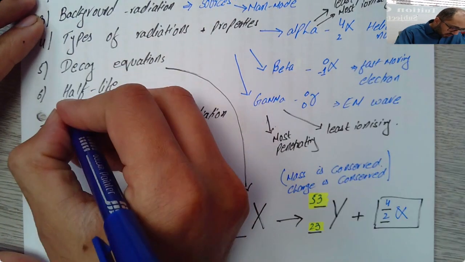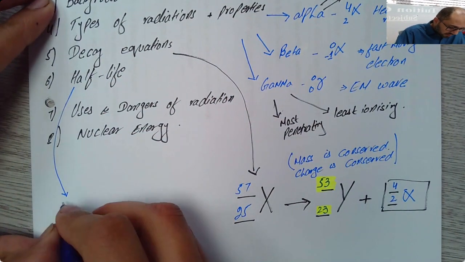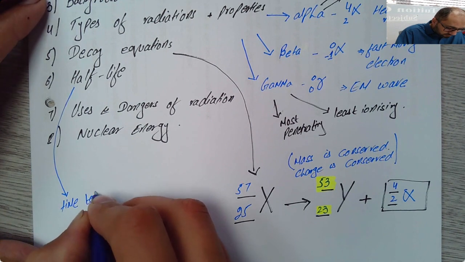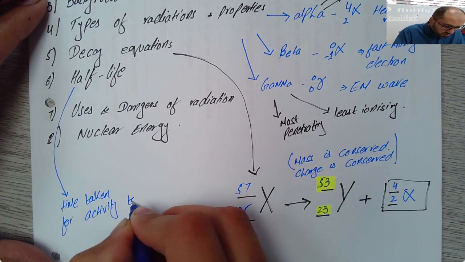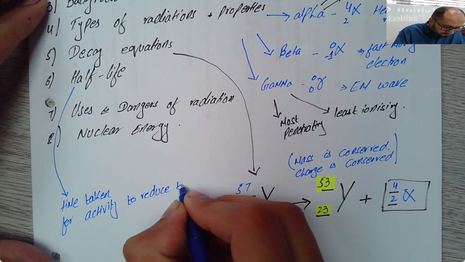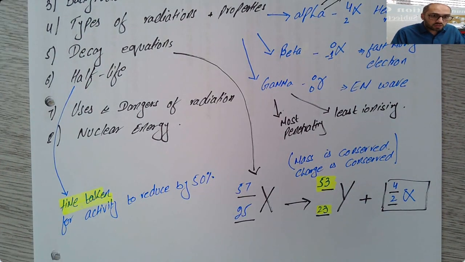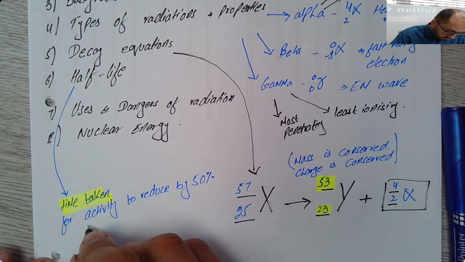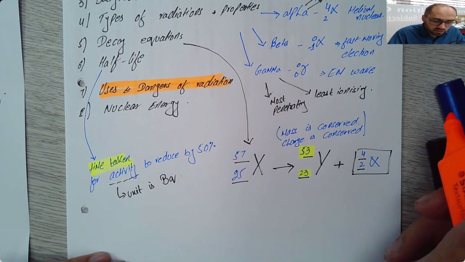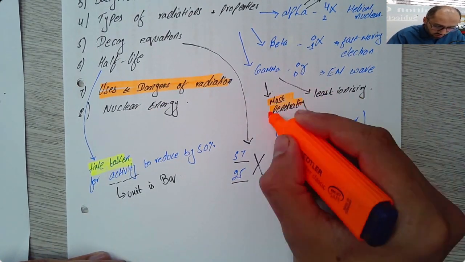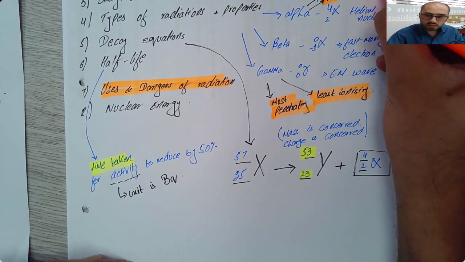Next bit that you need to know is half-life. Remember, half-life is the time taken for activity to reduce by 50%. The unit of half-life is always going to be a unit of time. It could be seconds, minutes, hours, days, weeks, years, and so on. In addition to this, you need to know the unit for activity is the becquerel. When it comes to uses and dangers of radiations, you'll have to make use of these properties and you'll have to discuss them in your answer.